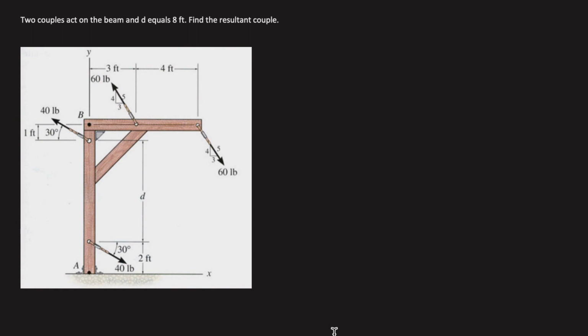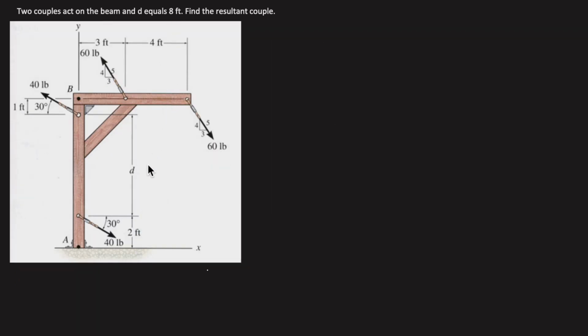Now here's an example problem. We have here two couples that act on the beam in which D here is equal to 8 feet, and we are asked to find the resultant couple. In order to do this easily, let's get the components of the different forces first. These are the components of this vector. Now these two are couples, so both of these are 60-pound forces. We can also get the components of this.